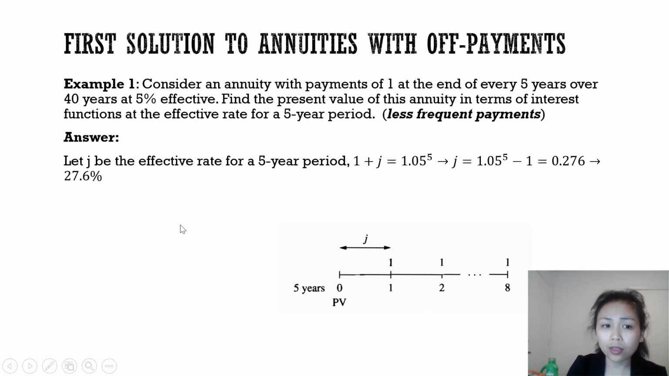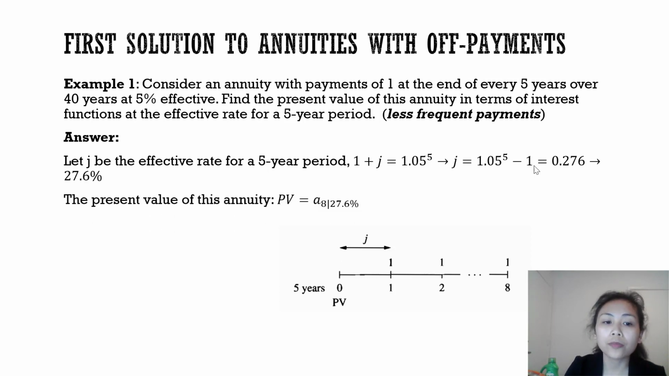Let J be the effective rate for a 5-year period. Then 1 plus J should be equal to 1.05 to the fifth, because we have 5 years and each year we have 5% interest. So 1.05 times 1.05 times 1.05 times 1.05 times 1.05, totally 1.05 to the fifth. From here we can calculate J. So J is 1.05 to the fifth minus 1, which is 0.276. That is about 27.6%.